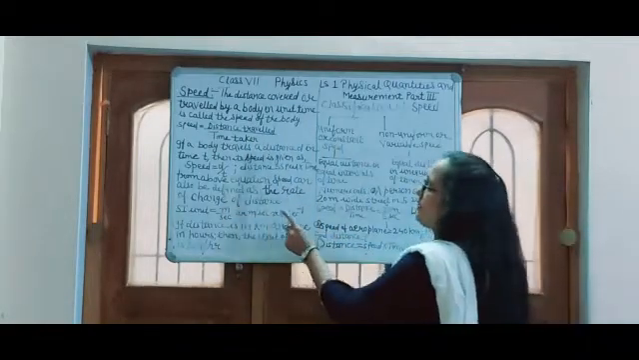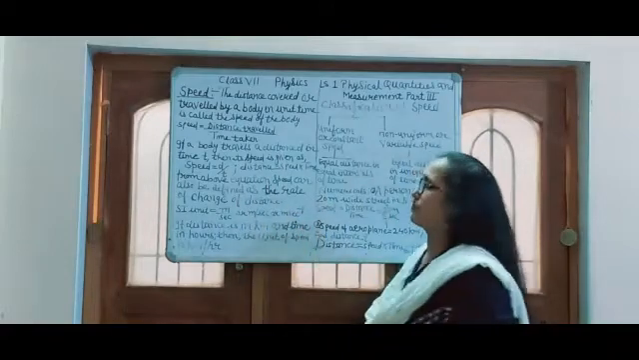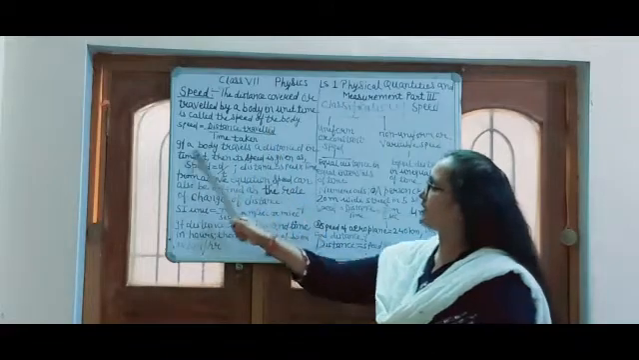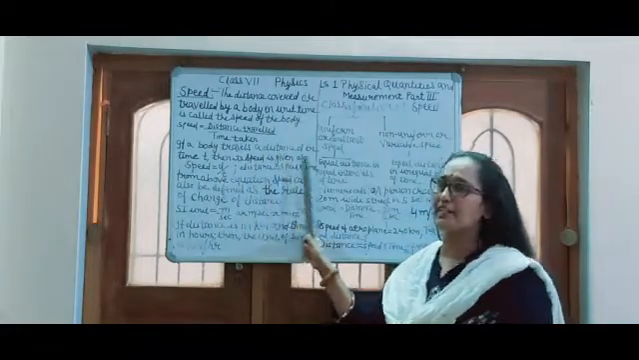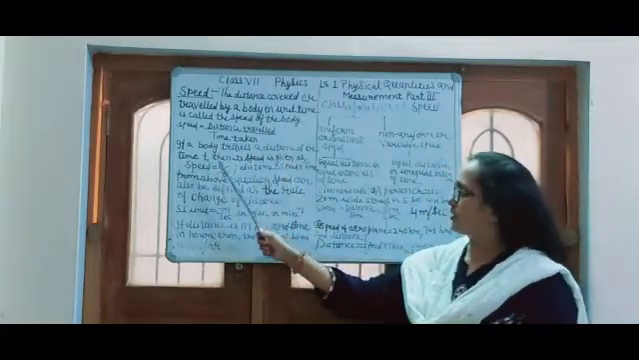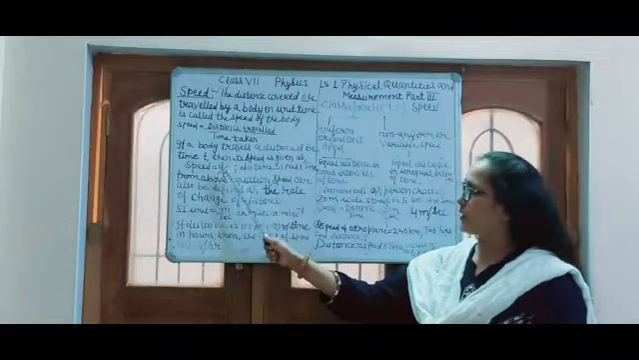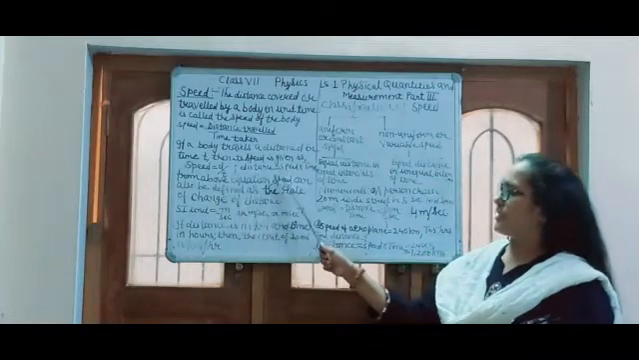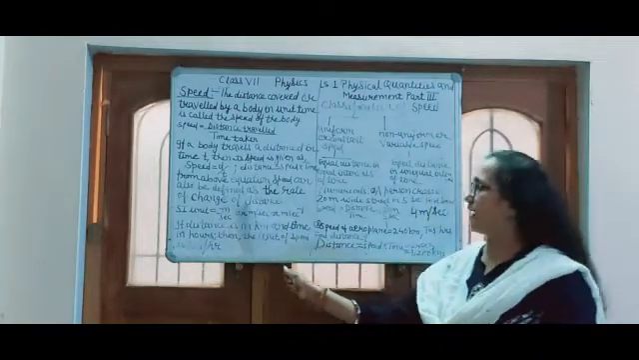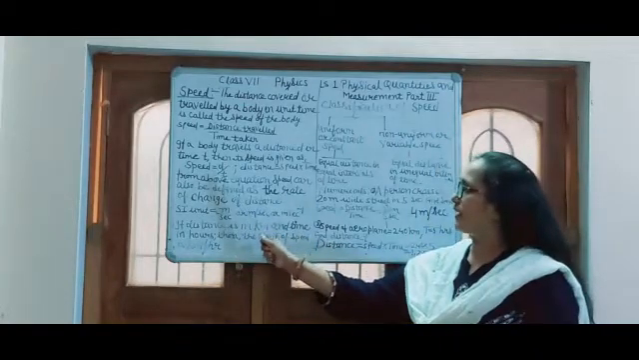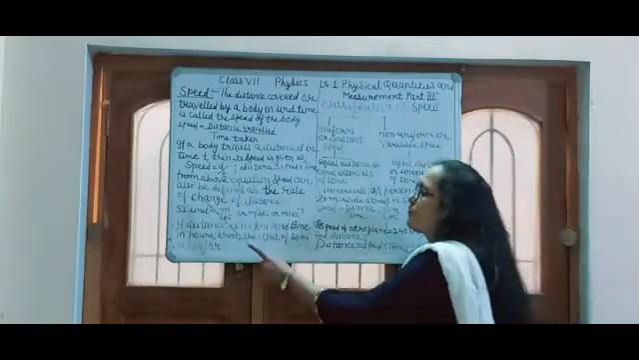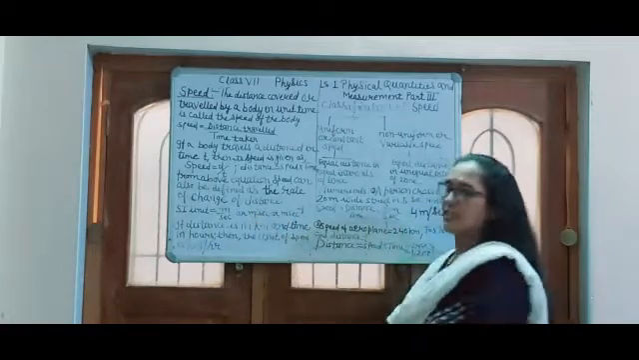If a body travels a distance d in time t, then speed is given by speed is equal to distance d upon time t. So from the above equation, speed can also be defined as the rate of change of distance. The rate of change of distance is called speed.